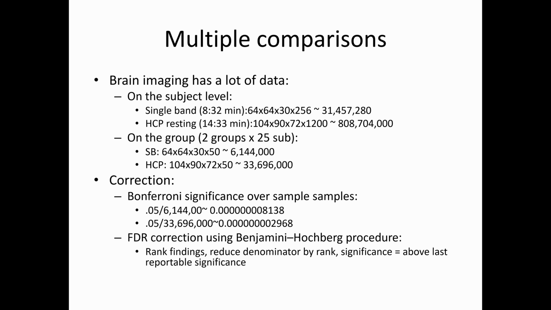So if you think about the old days of data, when you had single band, you would have something like an 8-minute scan. And in a 64 by 64 grid with 30 slices every 2 seconds, you'd end up with like 31 million data points. These aren't all orthogonal, but they're all data points. And with resting state, HCP, tighter grid, faster time sequence, more data collection, more data.